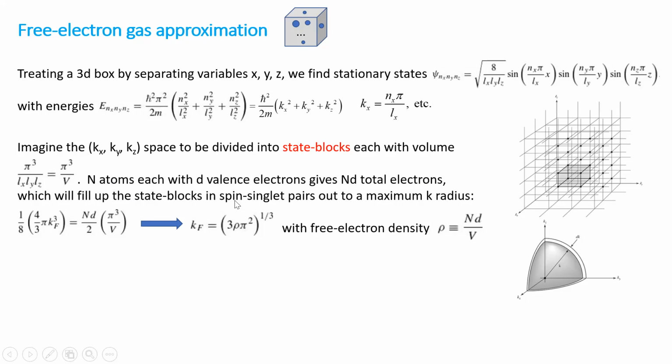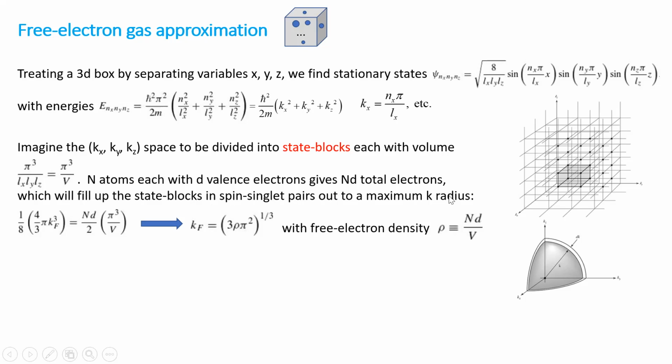So an antisymmetric spin state to make the wave function antisymmetric, because this is a symmetric combination of space states. So they'll fill out these state blocks because they're fermions, so only two of them can fill out one state block. So they'll fill them up out to a maximum radius in K. So K will be getting greater and greater. And as a result, the energy will be getting greater and greater.